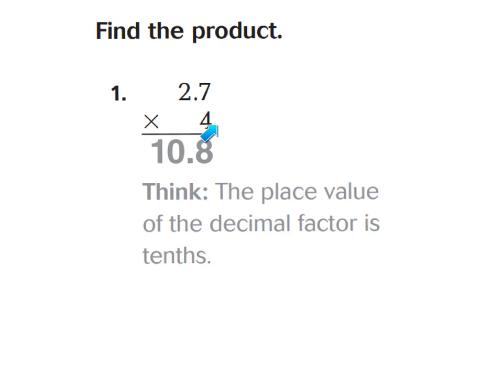So if I have 4 times 7 tenths, it's going to be 28 tenths. So we're going to regroup our 2 wholes and drop down our 8 tenths. Now we're going to multiply 4 times 2 wholes is 8 wholes, plus 2 more is 10 wholes. Now remember, the place value of the decimal factor goes to the tenths place, right here. So we need to make sure that our product goes to the tenths place as well.